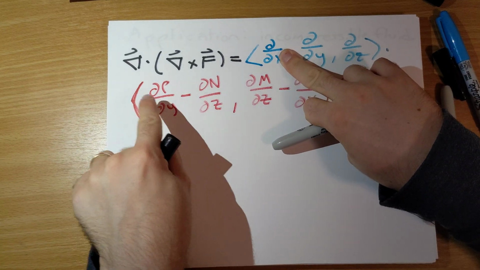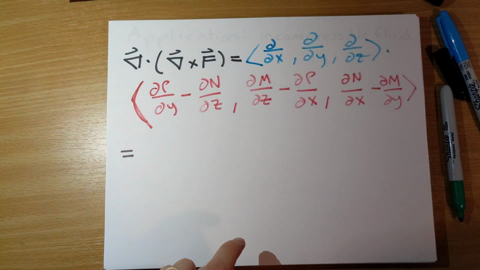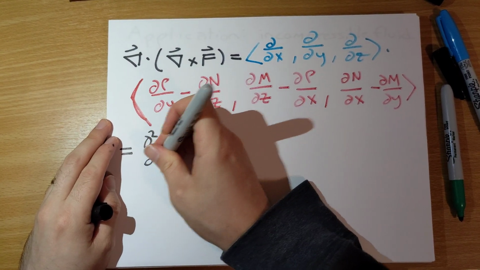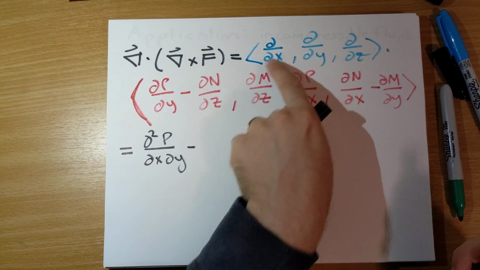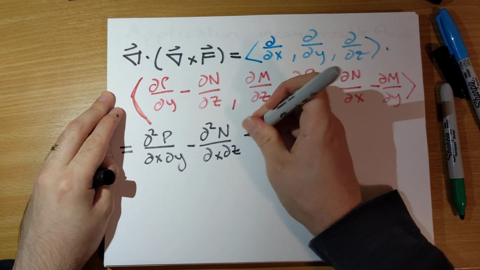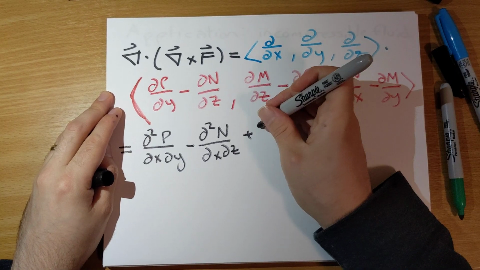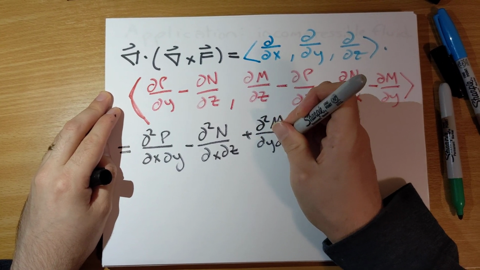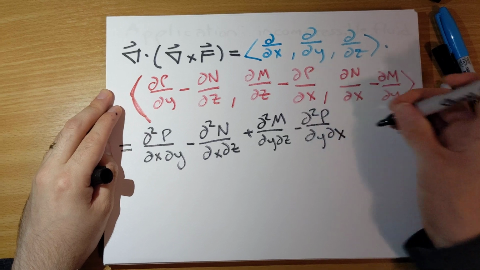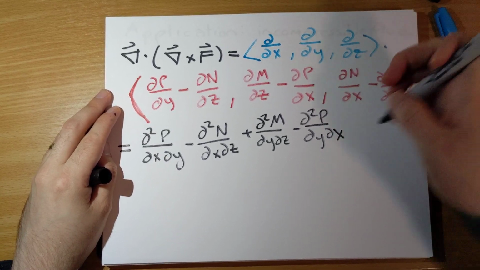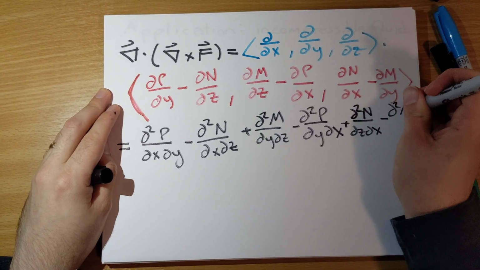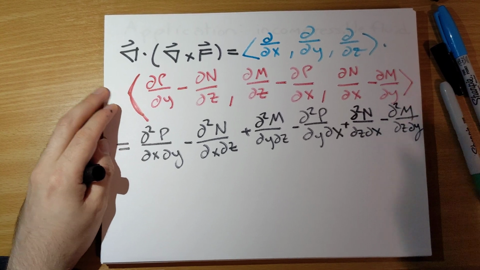The partial derivative with respect to x of this minus this, which is going to be partial squared p over partial x partial y, minus the partial derivative with respect to x of this, partial squared n partial x partial z, plus the partial derivative with respect to y of this minus this, so partial squared m partial y partial z minus partial squared p partial y partial x, plus the partial derivative of this minus this. So plus partial squared n partial z partial x minus partial squared m partial z partial y.